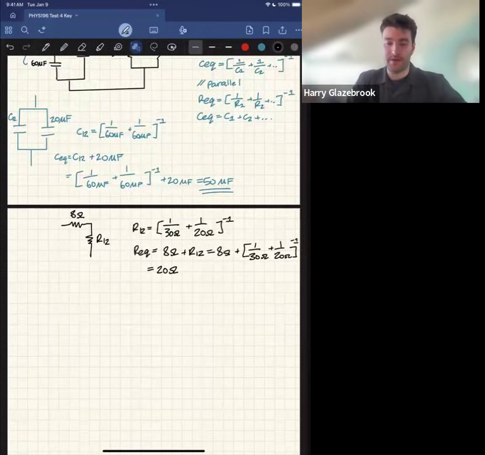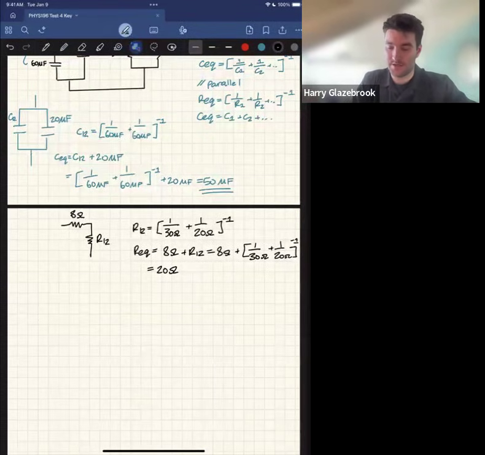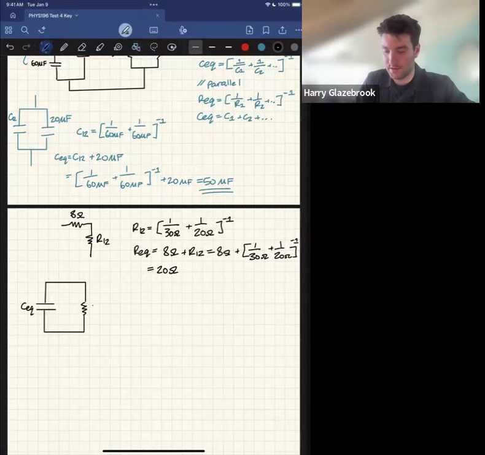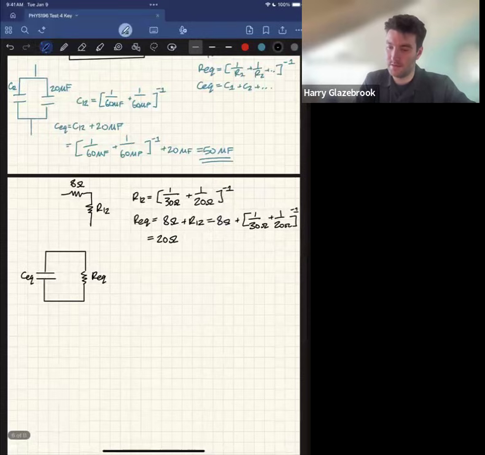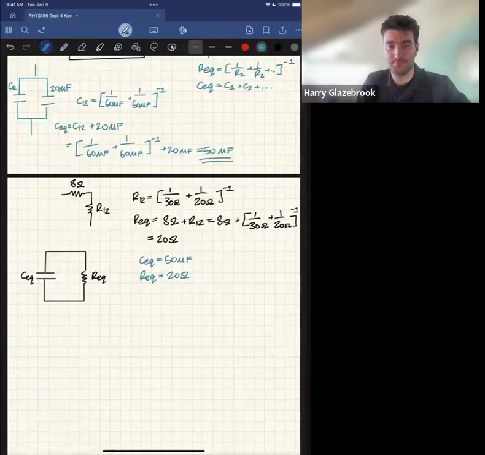Once I get all my equivalent capacitances and resistance, I like to just draw out my circuit one last time as it is now. So here's C equivalent, here's R equivalent, and we know that C equivalent is 50 microfarads, R equivalent is 20 ohms. Cool.